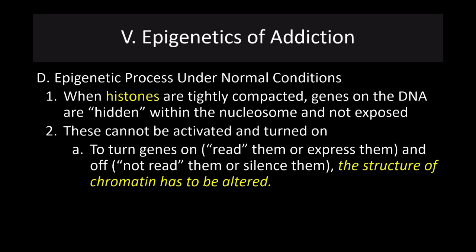So how do epigenetic processes occur under normal conditions? When histones are tightly compacted, those genes are hidden and not exposed, not expressed. To turn these genes on, that is to read them or express them, to make them create proteins or whatever it is that they're creating, or off, the structure of the chromatin itself has to be altered. And so when the structure of chromatin is altered, it will alter whether or not a DNA sequence is expressing or not, generating proteins or not. And so this is an important part of how we learn. This is an important part of how our brain functions, and this is occurring all the time. These genes are getting turned on and off all of the time. And so this is an important part of this process.